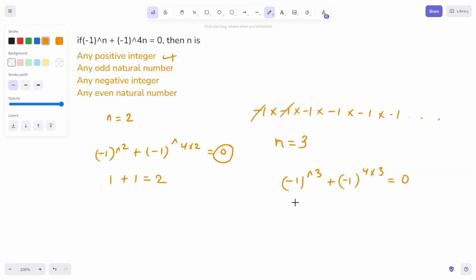(-1) raised to the power 3 will always be minus 1, plus (-1) raised to the power 12 will become positive 1. Minus 1 and plus 1 will get cancelled out and it will become 0. So our left hand side equals the right hand side, so the equation is satisfied. So it means our second option is correct.